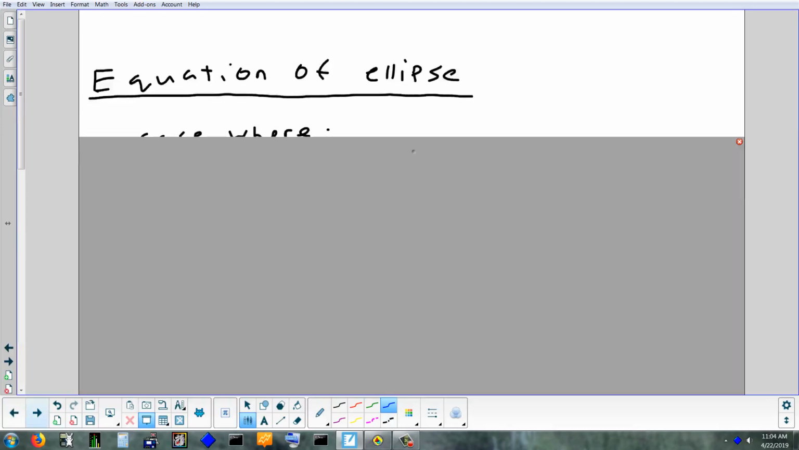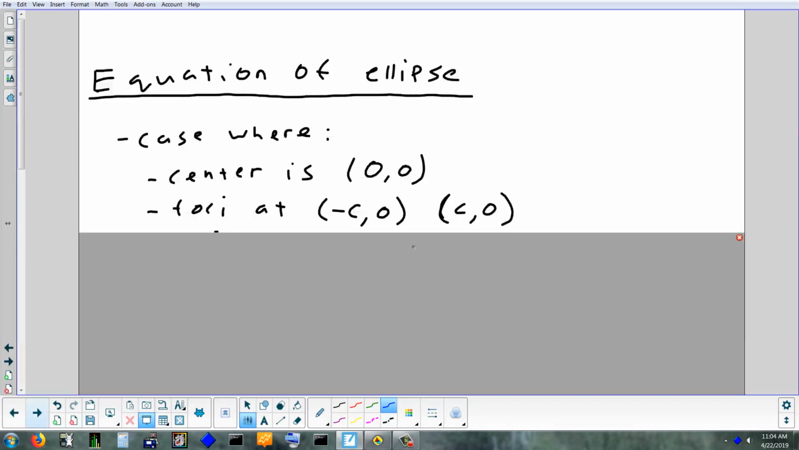Now, I said there's only really two ways you can draw an ellipse, so there's only two different equations. This is going to be the case where it's centered at the origin. Okay, so we're not shifting it yet. We will be, but not yet. The foci are going to be C units to the left and C units to the right of the center.